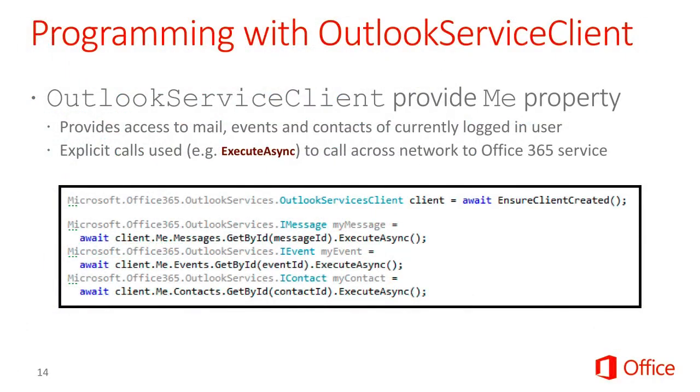Now, programming with the Outlook Services client is actually very easy. Once I've obtained one, I'm then just going to say client.me, client being the Outlook Services client, client.me, me pointing to my resources, and then I say .messages, and then to get a specific message, I just say get by ID, pass in the ID of that message, and then execute async to get the data back.